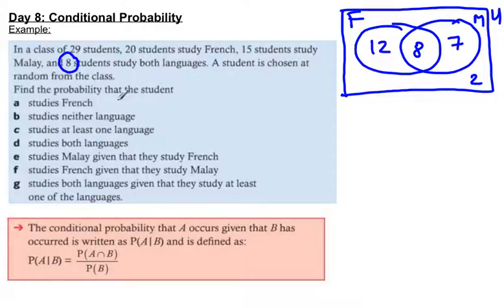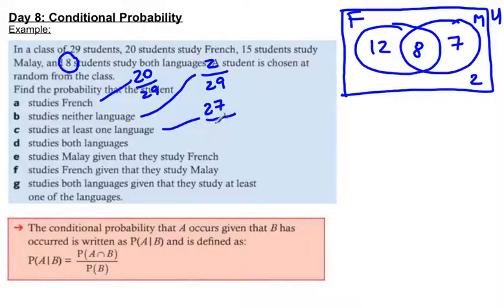All right, let's fire through this. The probability that the student studies French. Well, how many students study French? 20 out of 29. Probability that they study neither language. These 2 people study neither language out of 29. At least one language. Well, all of these people study at least one language. Some of them study 2, but they all study at least 1. So that's 27 out of 29. Studies both languages would be those 8 people in the middle out of 29.